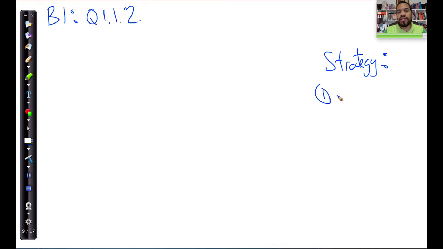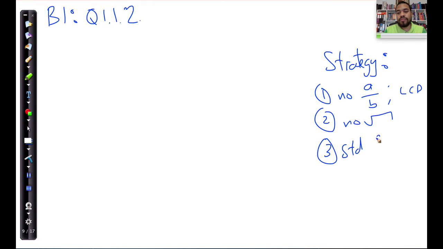We said number one is we want no fractions, so we must eliminate the fractions by using the LCD. So I'm just going to put LCD over there. And we want no square roots. So to get rid of square roots, we need to square both the sides. And then similarly, we need to put it in standard form. So the standard form was ax squared plus bx plus c. That's what we want. Okay?